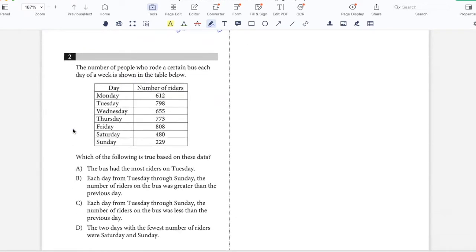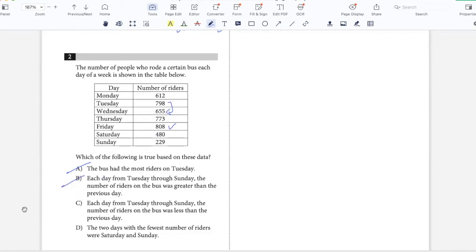The number of people who rode a certain bus each day of a week is shown in the table below. Which of the following is true based on these data? The bus had the most riders on Tuesday. No, that's not correct. It had the most riders on Friday, so A is out. Each day from Tuesday through Sunday, the number of riders on the bus was greater than the previous day. No, that's not correct. On Wednesday, it was less.